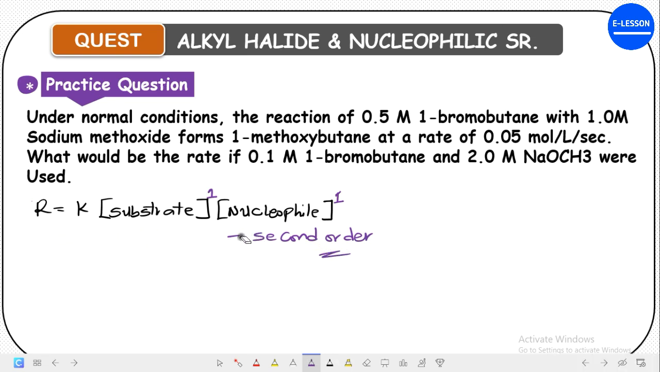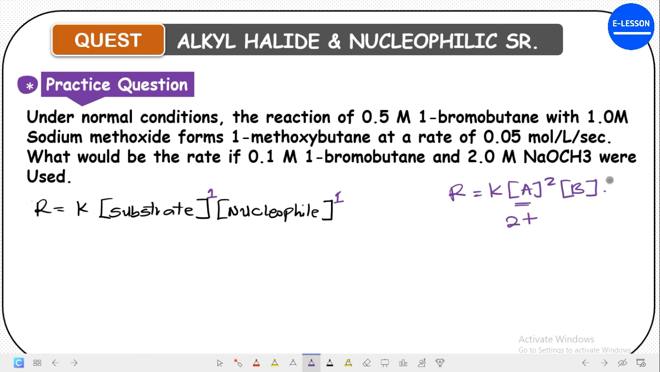Now, if you are given any reaction at all, for instance, let's say you are given the rate equation as R equals K[A]²[B]. What does it mean? It means that with respect to A, this reaction is second order. With respect to B, this reaction is first order. Together, 2 plus 1 is 3, so we say it is a third order reaction overall.